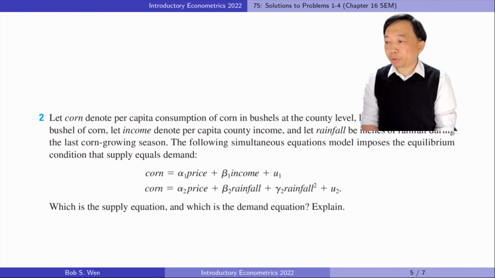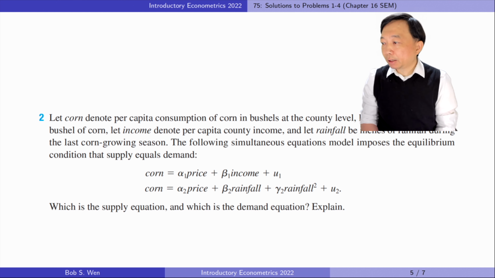Let's solve Problem 2. Let corn denote per capita consumption of corn in bushels at the county level. Let price be the price per bushel of corn. Let income denote per capita county income. And let rainfall be inches of rainfall during the last corn growing season. The following simultaneous equations model imposes the equilibrium condition that supply equals demand.